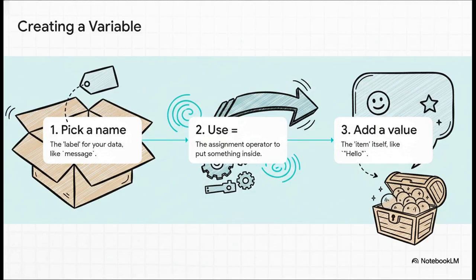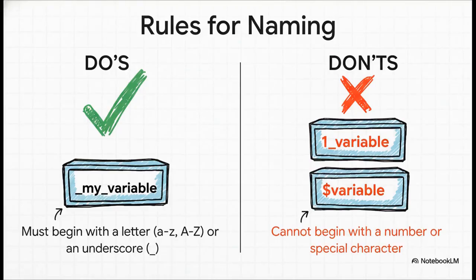Now, you can't just label these boxes whatever you feel like. Python's got a couple of simple rules you gotta follow. The name has to start with either a letter or an underscore. It just can't start with a number or some other funky character. It's just Python's way of keeping everything neat and tidy so it doesn't get confused.